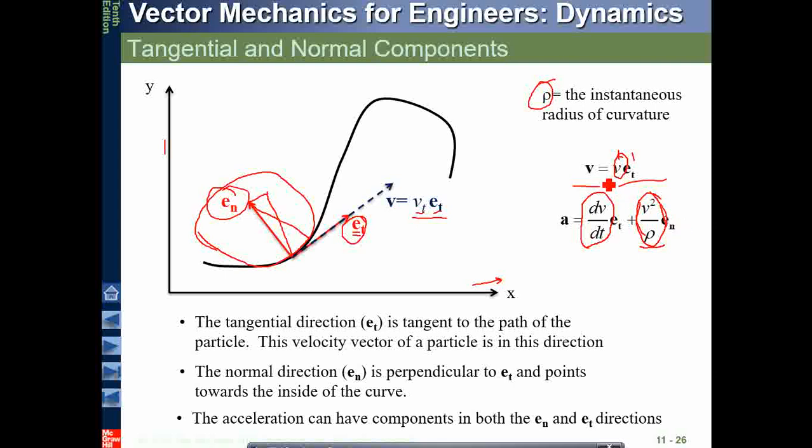So just remember that the velocity will only be tangential. There will be no normal velocity. Okay. And acceleration will have two components, at. So this will be at, dv by dt, and v square by rho will be an. And they all are along the position unit vectors at and en. Okay.